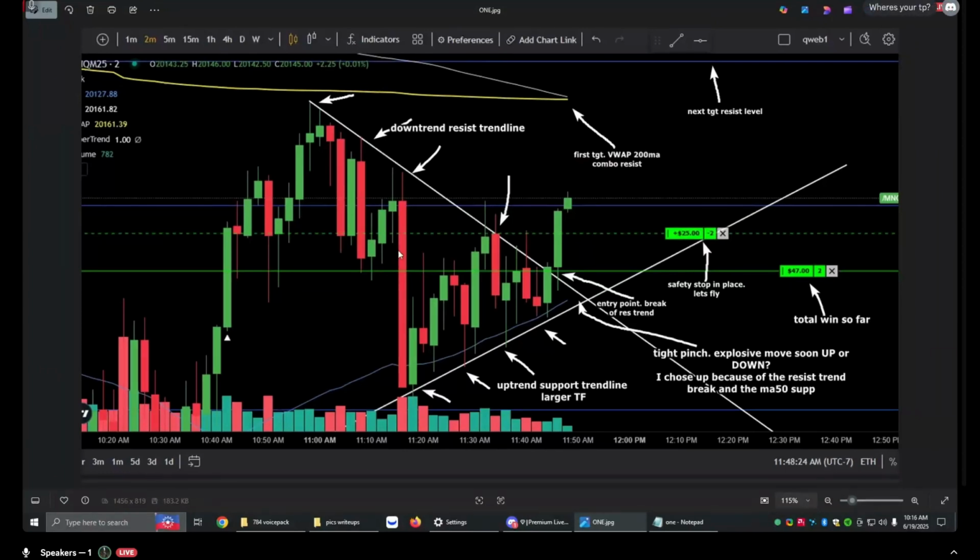Where is your take profit? My first take profit target is the VWAP, which would have been right here. I entered down here at the break. I wanted to see it go up here. However, my safety stop is in place in case for some random reason it comes down.